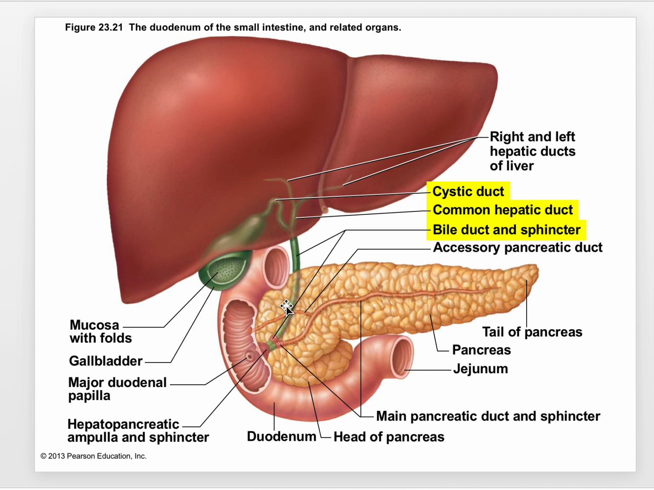Here's a picture of, here's the common hepatic duct. We have the bile duct and the sphincter. Bile duct here, sphincter here, and the cystic duct is here. It's coming from the gallbladder. So the bile duct is made from the common hepatic duct and the cystic duct combined, and it releases the bile into the duodenum.